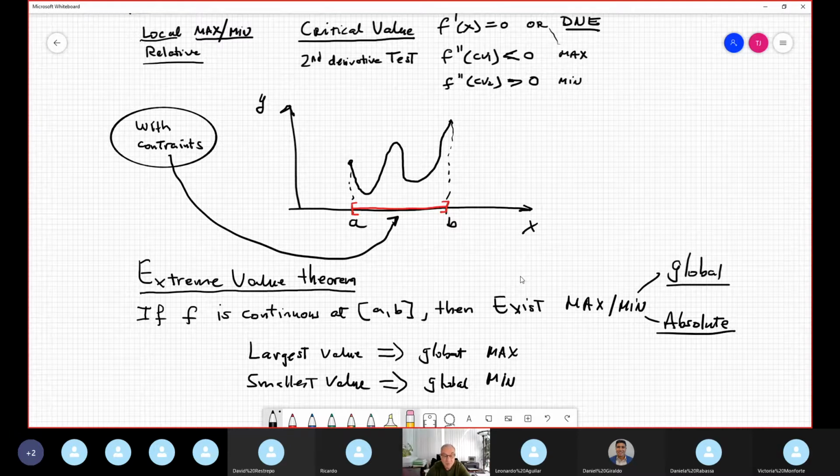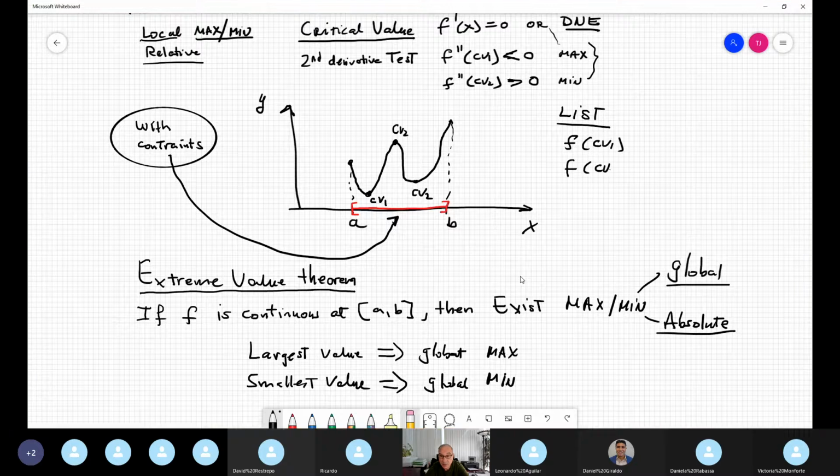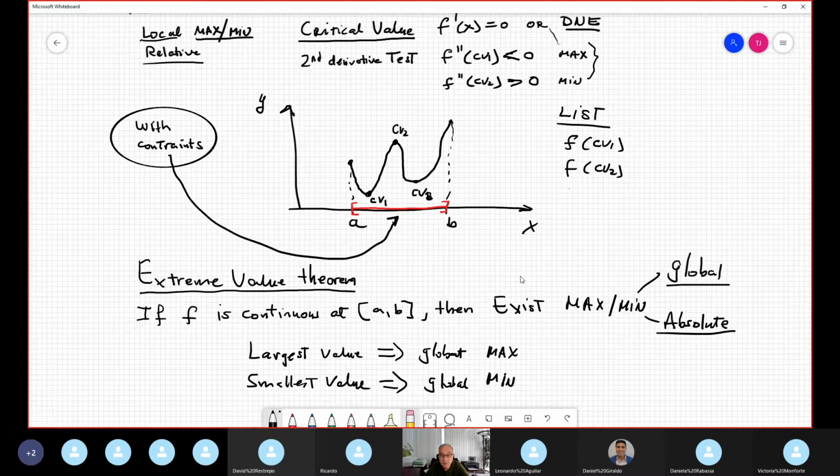As always, you find the critical values: critical value 1, critical value 2, and critical value 3. But you don't apply the second derivative. No. You create a list. In this list, you evaluate the function at the critical values, and also at the endpoints. So you evaluate the function at critical value 1, critical value 2, critical value 3, and you evaluate the function at the endpoints, a and b. It's obvious.